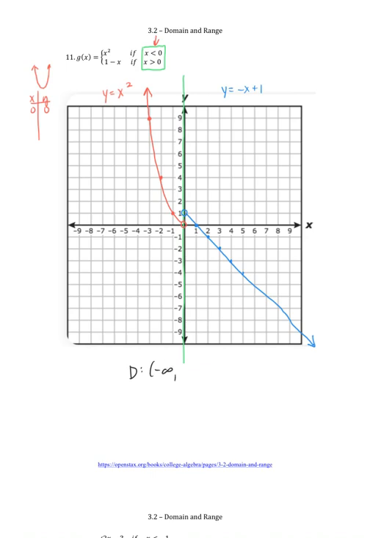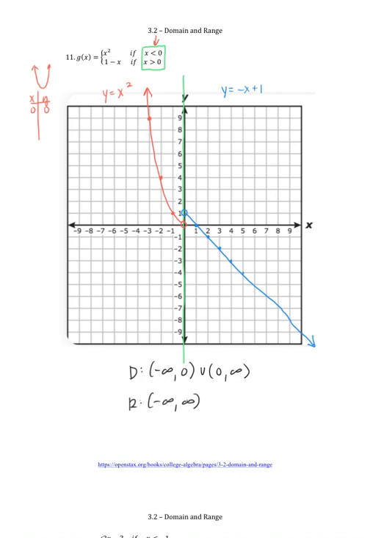So we'll have -infinity to 0 with a parentheses, union 0 to infinity. So we're leaving out the 0. Everything else is included, but not 0. And then the range is bottom to top, and all of the y values are included somewhere on the graph. So the blue goes up to 1. It goes from -infinity to 1, and that overlaps with the range of the red, which is 0 to infinity. So the range is going to be -infinity to infinity because it goes all the way down and all the way up with no gaps on the y-axis.